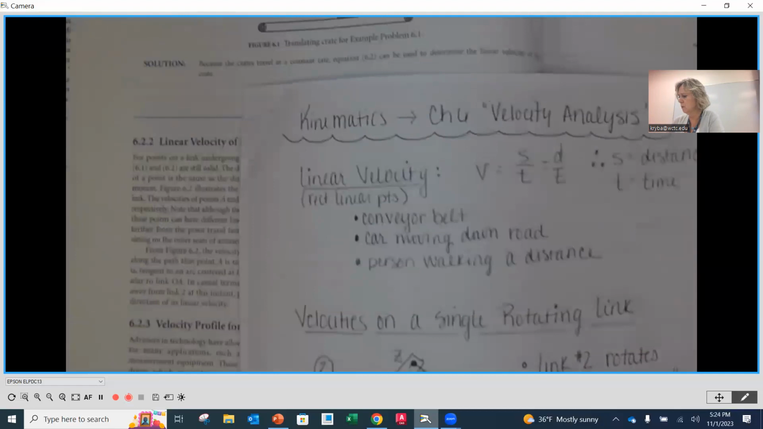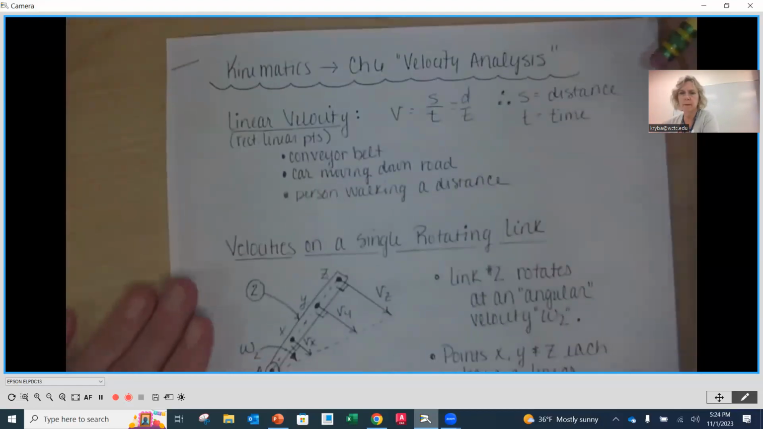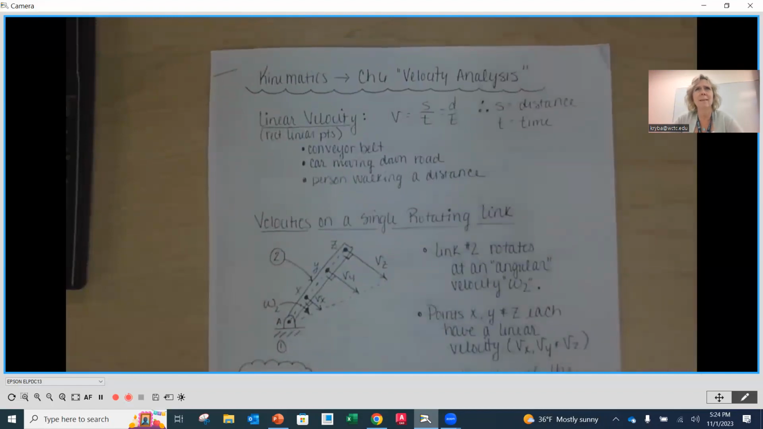Now, in the handout that I gave you, we see this on the very first page. So we're going to start looking at that handout, because the book is a little light on this subject, which is the fundamentals of what we need to know to be able to solve these types of velocity problems, where we're looking at rotating links and such, and how they're related to straight line velocities.